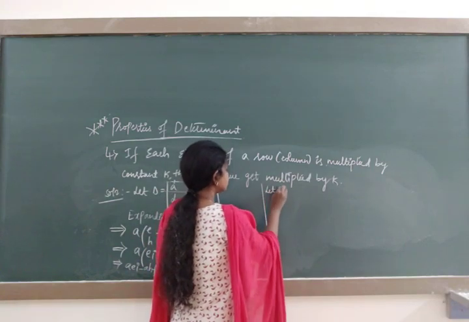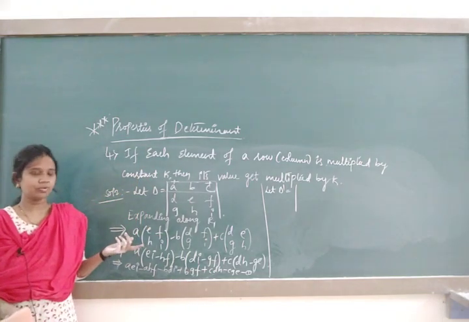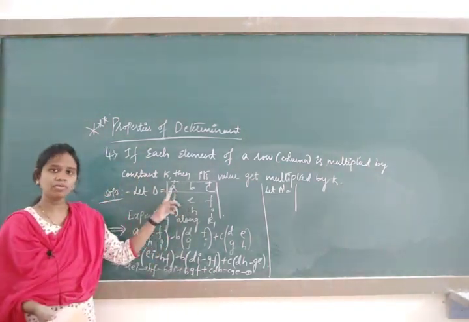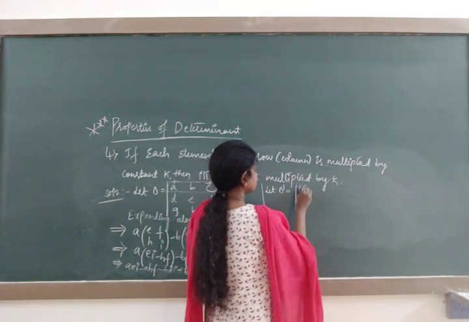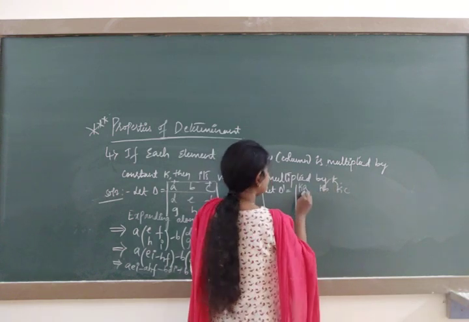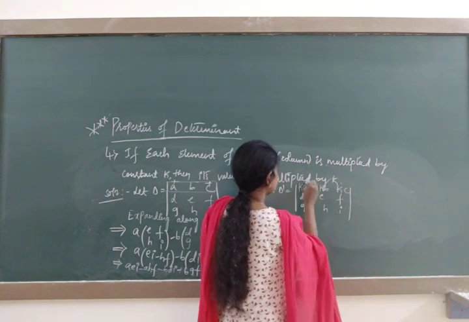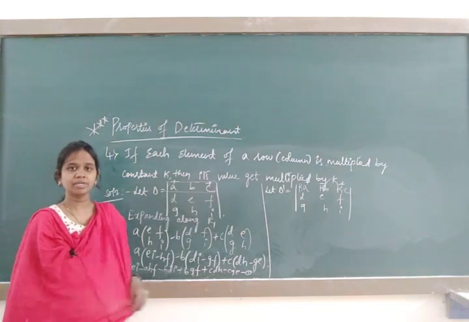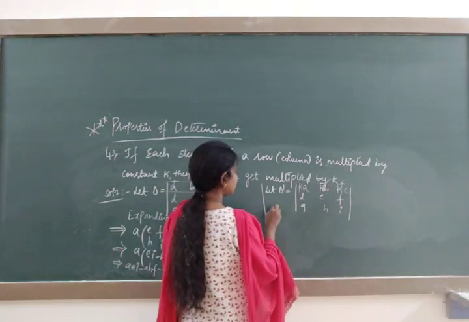Let the new determinant be delta dash. According to the statement, for any one row or any one column, I will multiply by K. For the first row, A, B, C will now become KA, KB, KC. Next will be D, E, F, and this will be G, H, I. Now change the sign: plus, minus, plus. So I will take this one, expanding along R1.